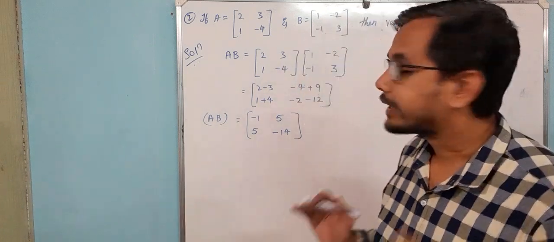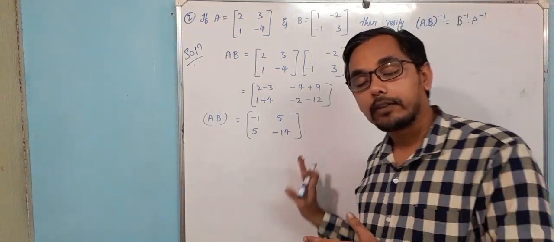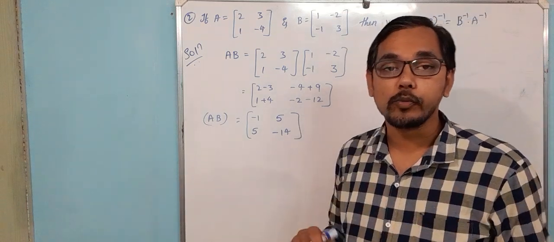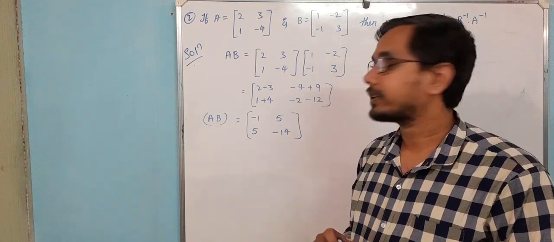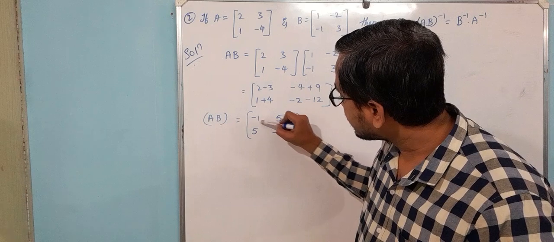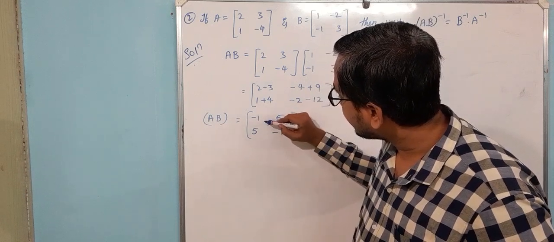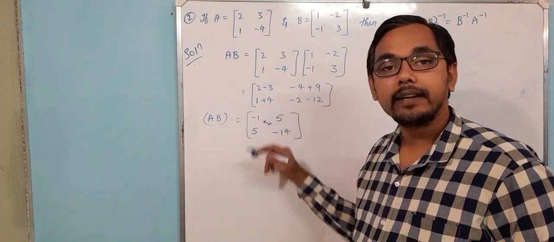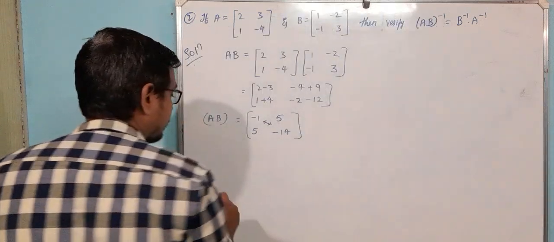What is the trick to find the adjoint of this? You can use minors and cofactors, but it is time consuming. Directly, in one step, you can write the adjoint of this particular matrix. How? Interchange the principal diagonal elements and reverse the sign of the other elements. That will be your adjoint.